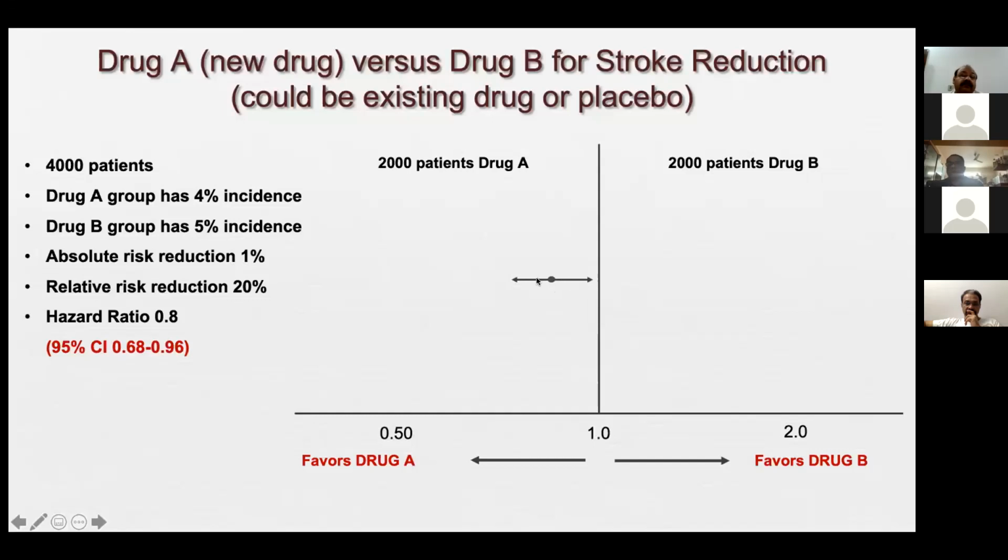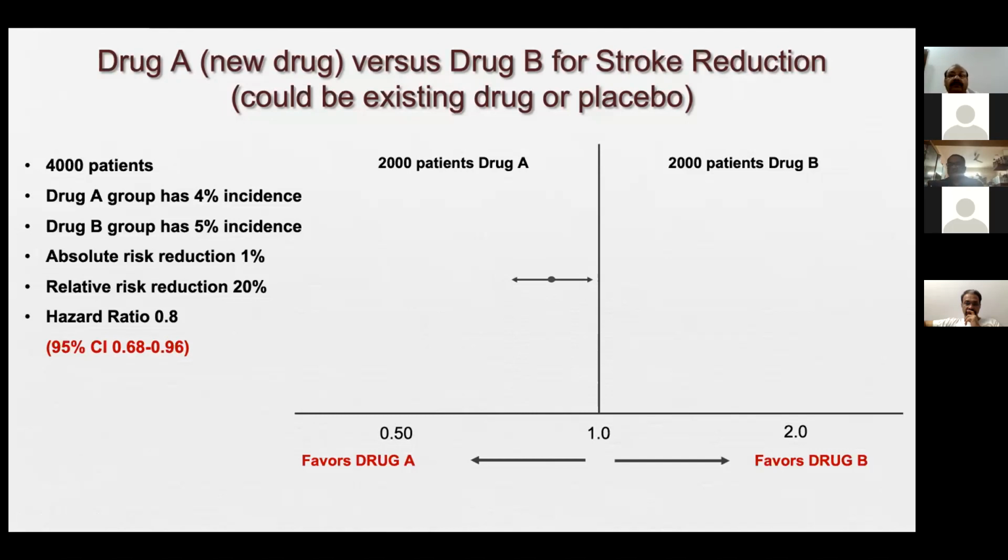So the entire confidence interval is falling on the side favoring drug A, which means that even if you repeat the experiment, 95% of the time it will show benefit. So that is your confidence level, basically. So you can reject your null hypothesis and say that drug A is actually better than drug B, unlike your null hypothesis, which maintained that both the drugs are the same.